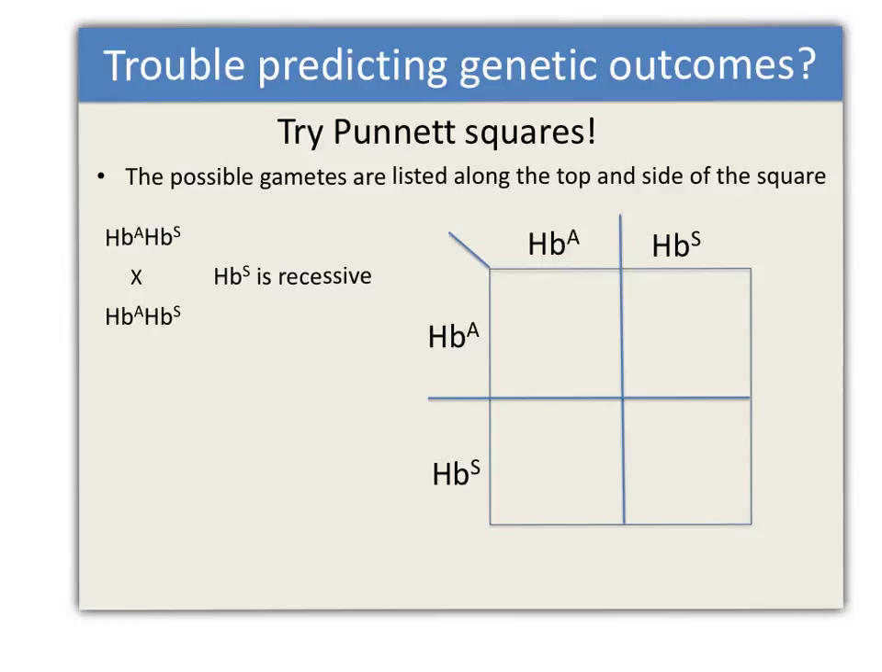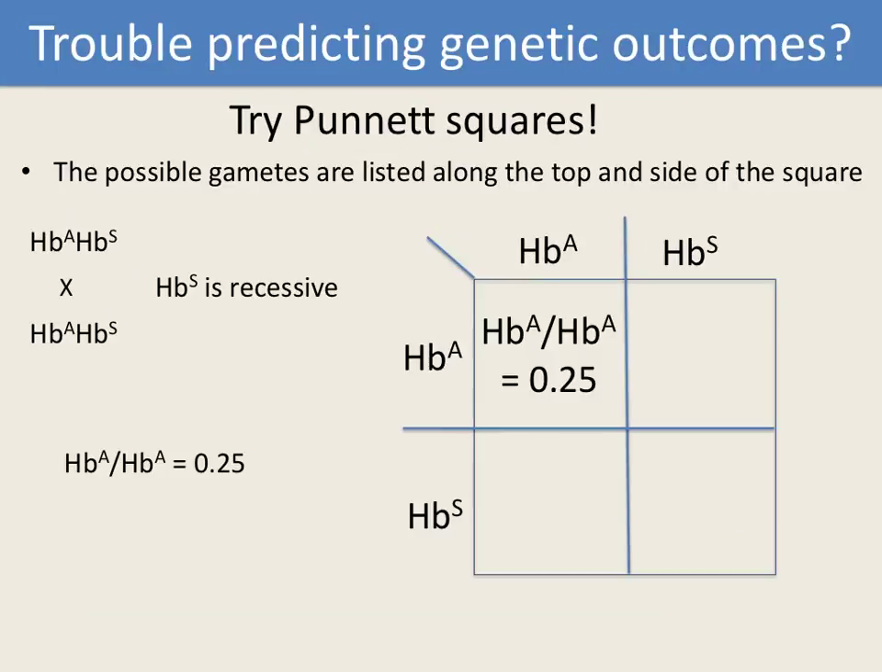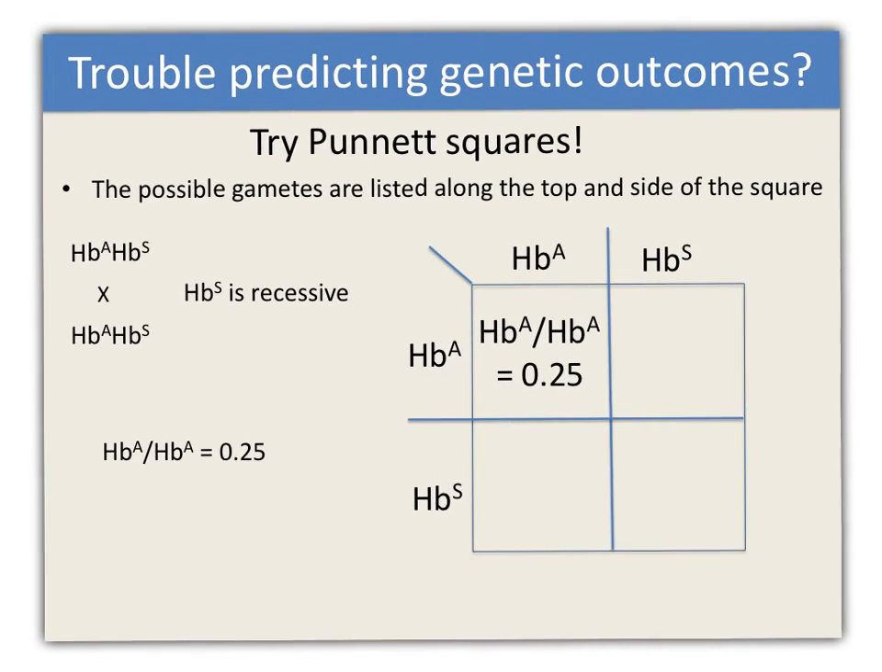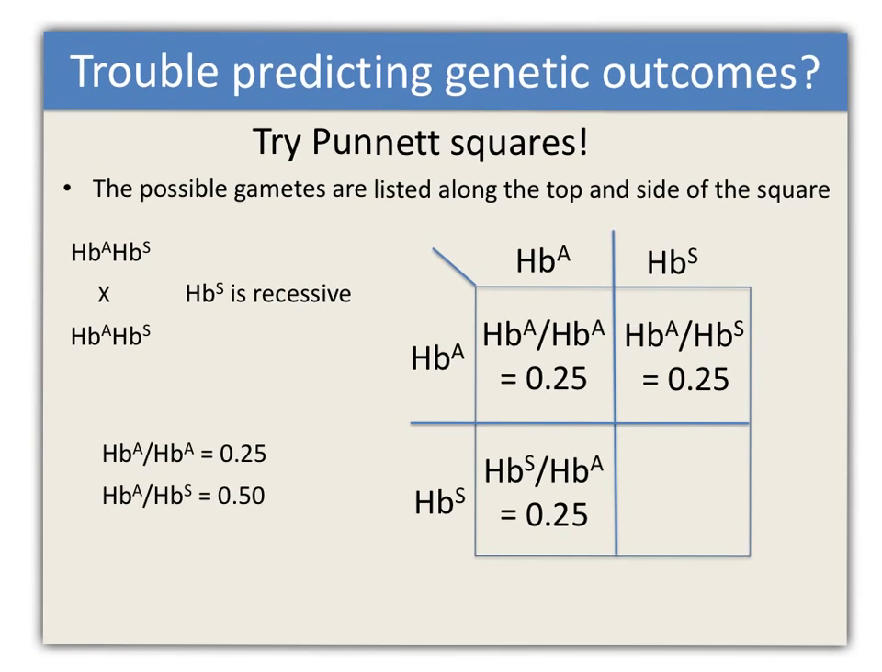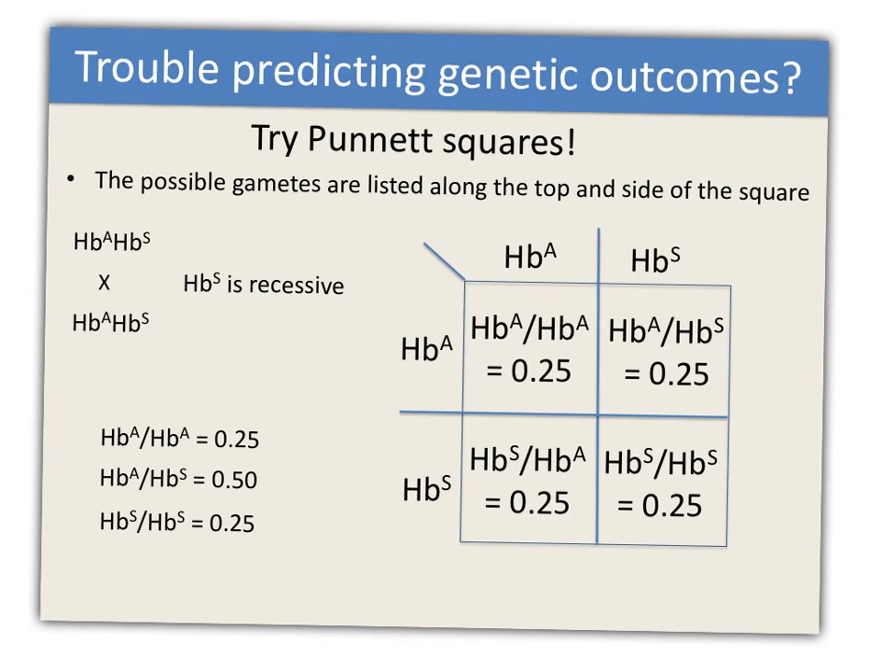So, this is what it looks like again. HBA, HBA equals 25%. HBA, HBS equals 25%, and 25% HBS, HBA, which is the same. That's 50%. And HBS, HBS is 25%. This is the simplest case, where there's one locus, that means one gene, and two alleles.